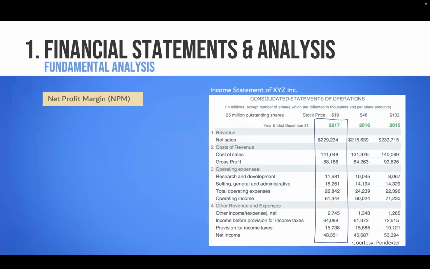This is one of the most important ratios. It will definitely come in the top five. So let's look at this.